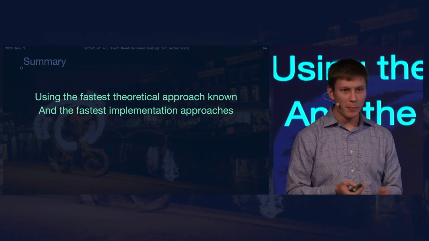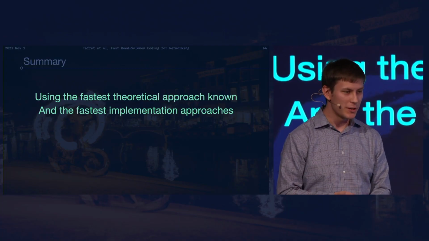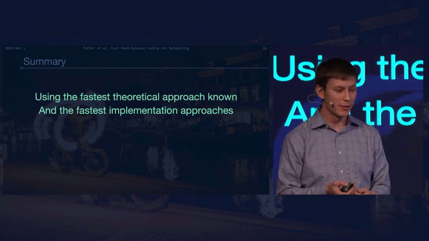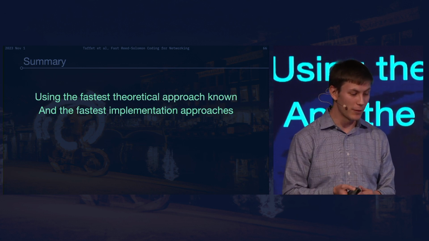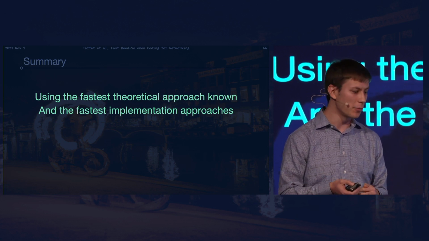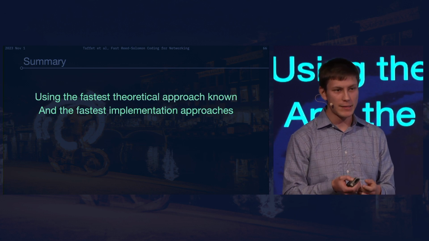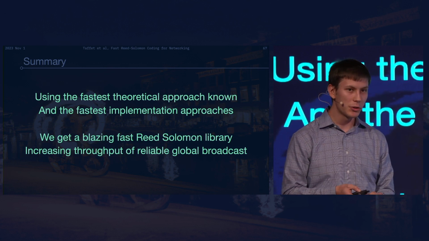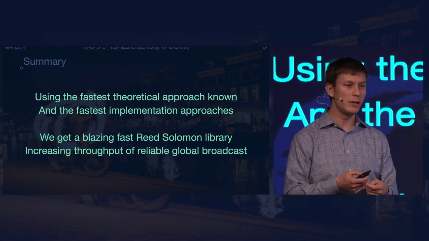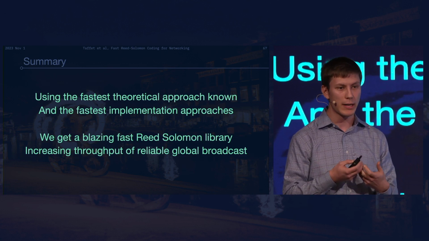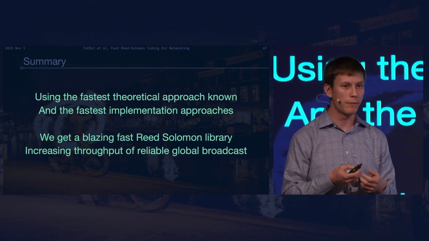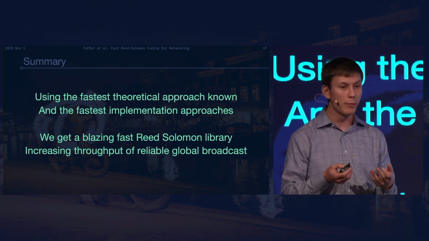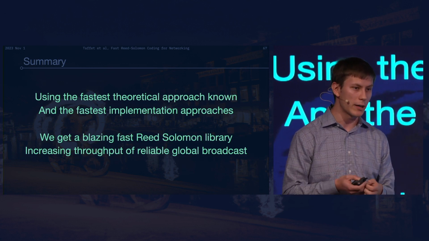All right, so wrapping up, I think it's pretty easy to summarize this. We take the fastest theoretical approach that's known in the literature, this n log n FFT-like approach, and we combine it with some of the fastest implementation approaches at the low-level nitty-gritty, and we get a blazing fast Reed-Solomon library, which means that when we need to transmit data to broadcast it worldwide, we have a fast, low-latency, reliable global broadcast for Firedancer.